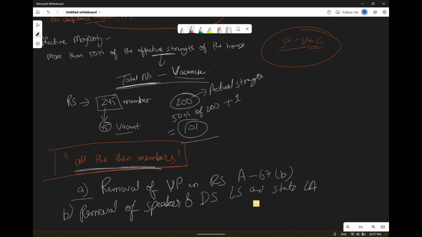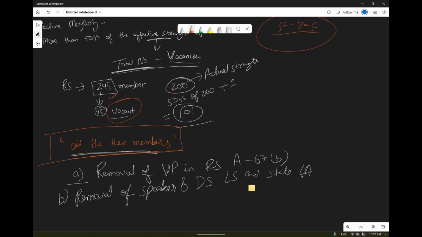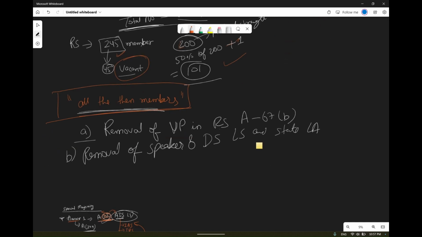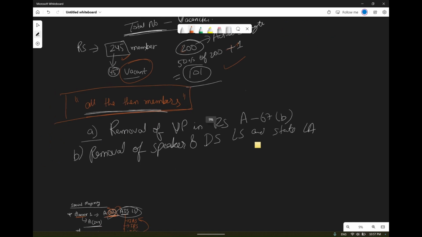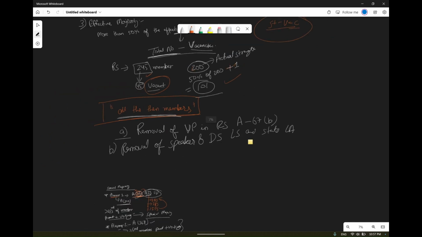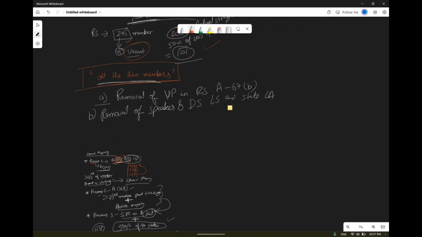Okay, so let us suppose here we have given example 245 is the seat. So 45 is vacant, so actual seat is 200, and now 50% of the 200, more than 50% plus 1, so 50% of the 200 is 100 plus 1, 101 is the actual strength of the house. That is called effective majority. And this effective majority is used for removal of the vice president, or removal of the speaker or deputy speaker in the Lok Sabha and all.